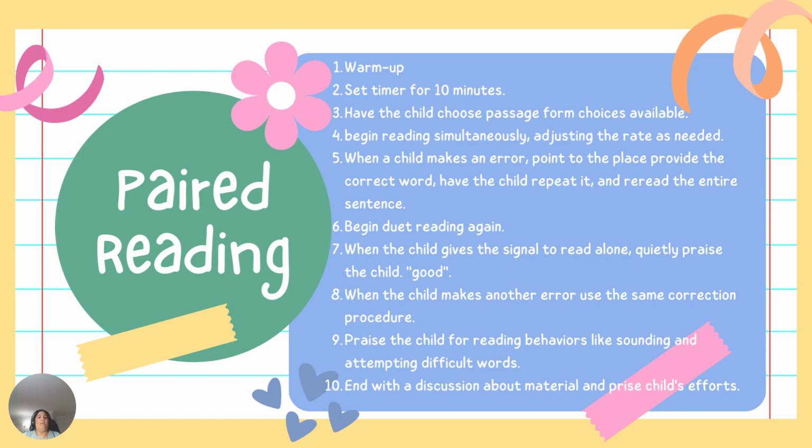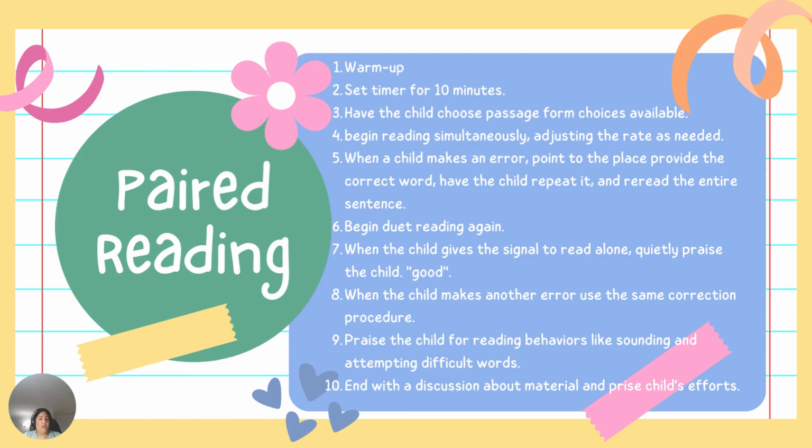Number 4, begin reading simultaneously, adjusting the rate as needed. 5, when a child makes an error, point to the place, provide the correct word, have the child repeat it, and reread the entire sentence. 6, begin duet reading again. 7, when the child gives the signal to read along, quietly praise the child.